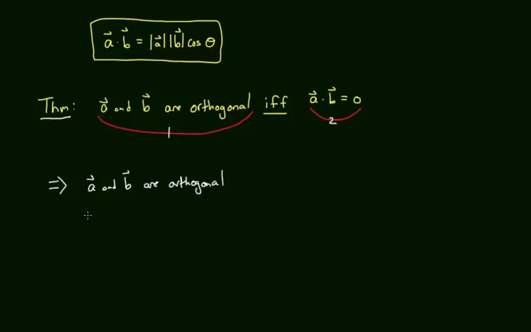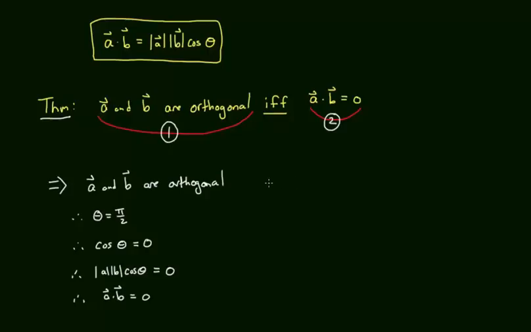And by definition, therefore, theta equals pi over 2. Therefore, the cosine of theta will have to equal 0. And therefore, the magnitude of A times magnitude of B, cosine of theta, is also equal to 0, and therefore A dot B is equal to 0. So we were able successfully to start with 1 and go with 2.